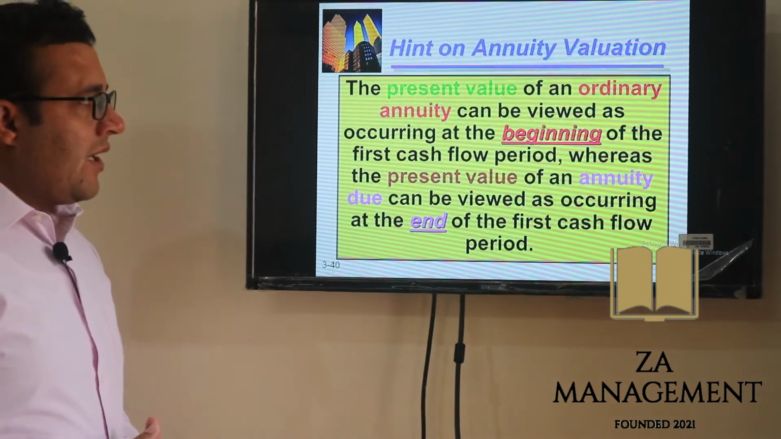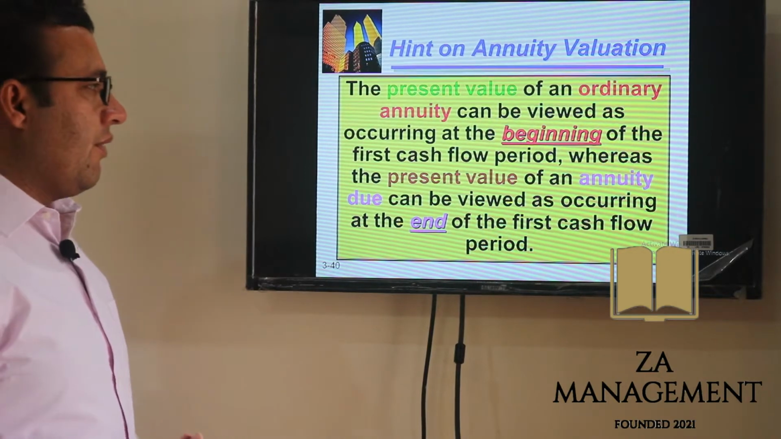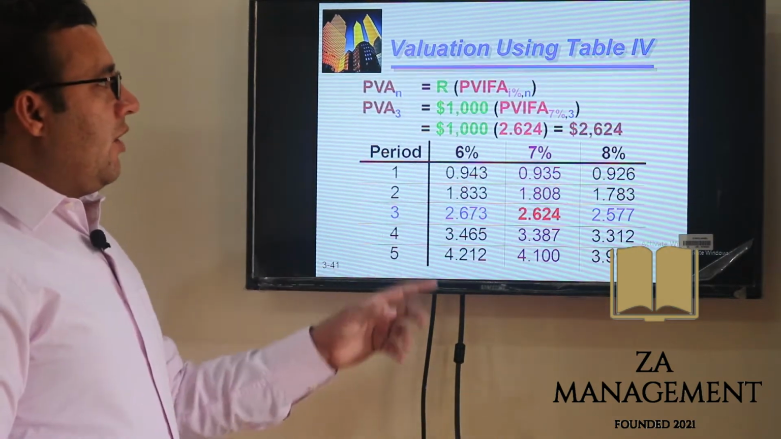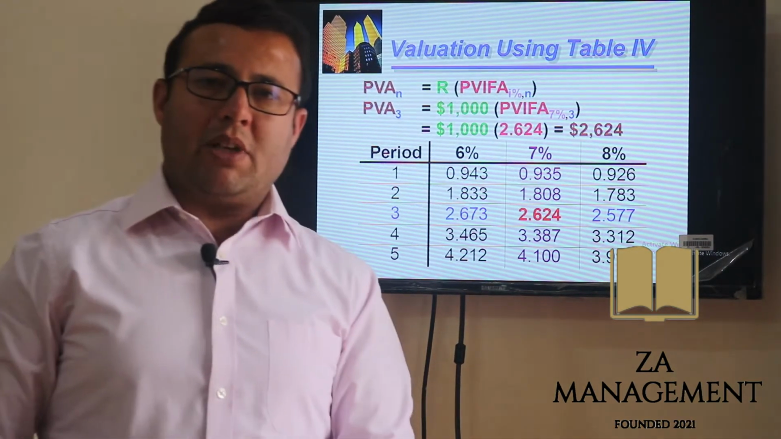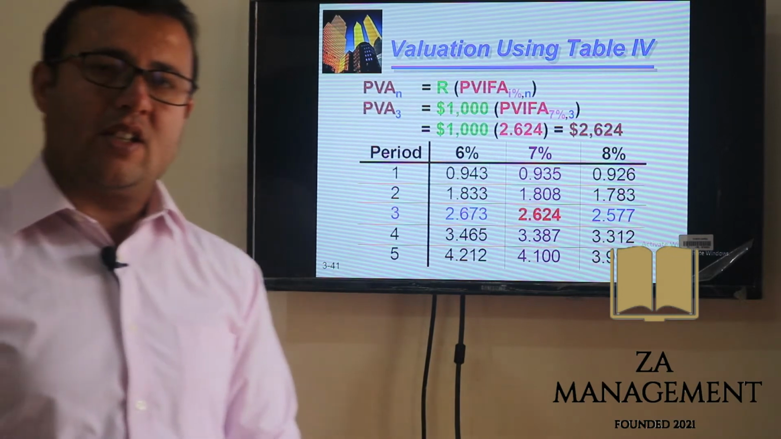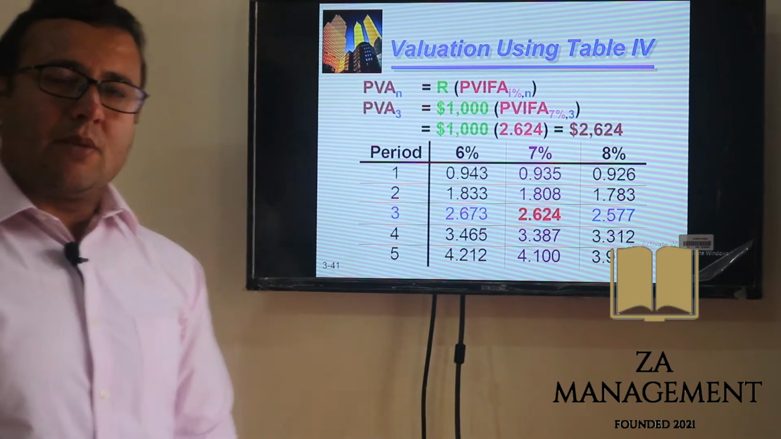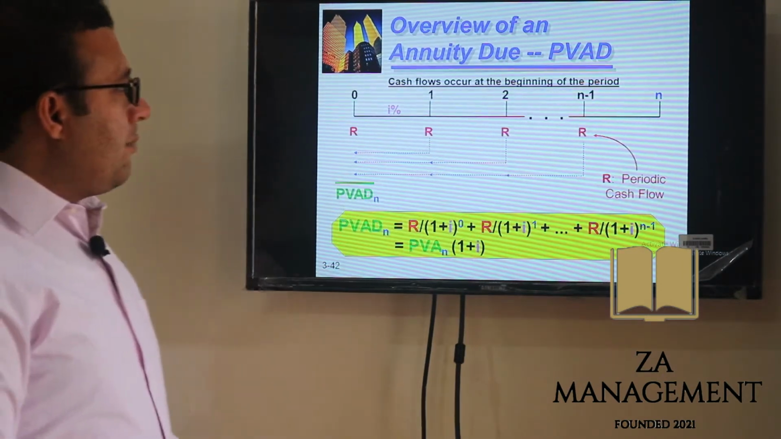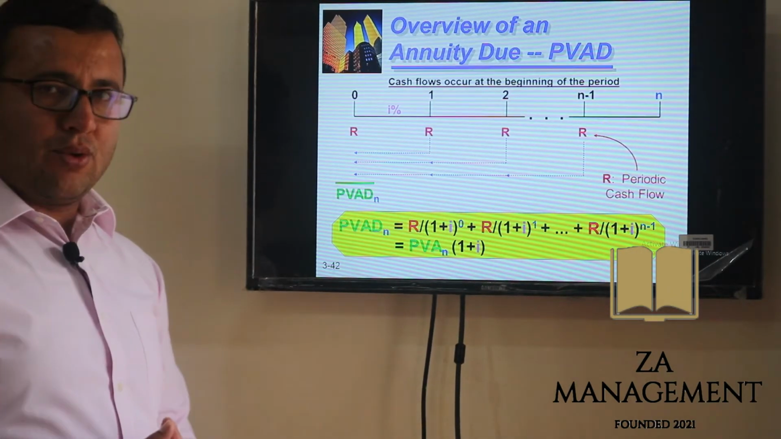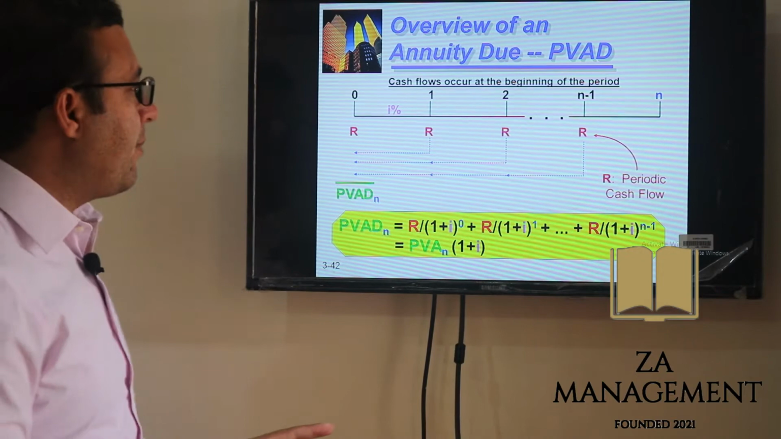The present value of an ordinary annuity can be viewed as occurring at the beginning of the first cash flow period, whereas the present value of annuity due can be viewed as occurring at the end of the first cash flow period. Present value of annuity can be calculated by multiplying each installment R with the factor, and that factor in this case is the present value interest factor of annuity, represented by table number 4 of your book. The present value of annuity due can be calculated in the same fashion with the help of a timeline also. I recommend you always go for a timeline for solving such types of problems.